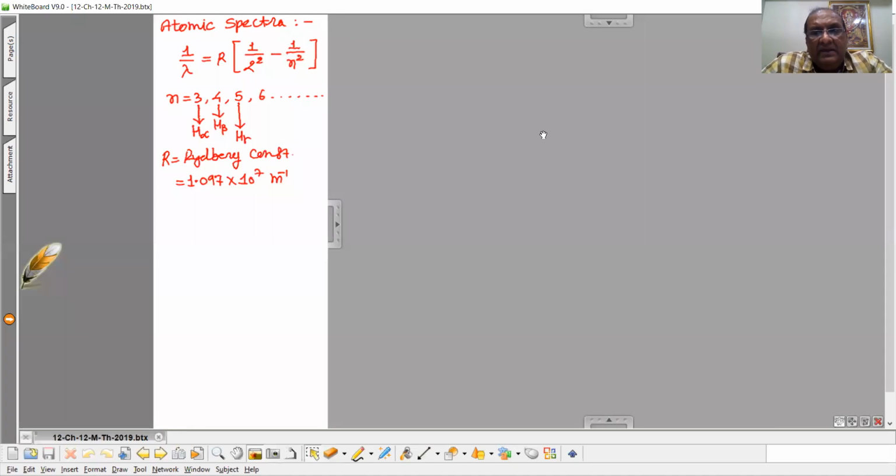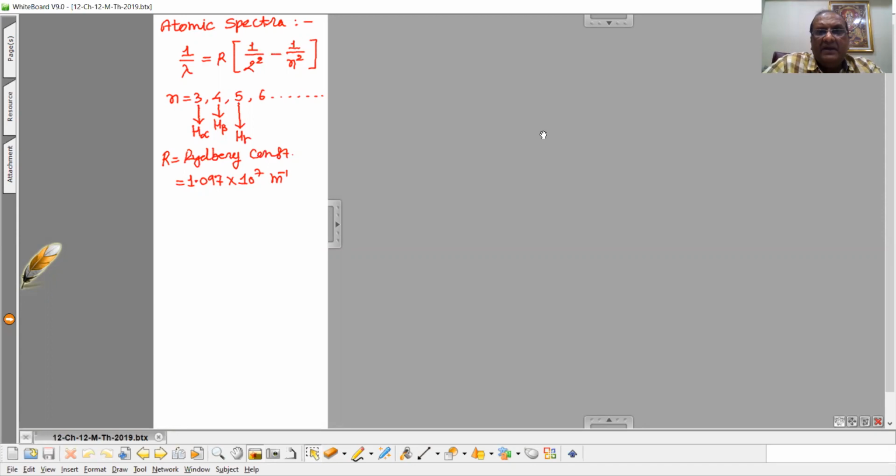See, when any gas or vapor is at very low pressure in a gas tube, if it is excited, suppose an electric discharge is passed through it, or we can say by passing electric current through it, then it emits some radiations having different wavelengths. These radiations of different wavelengths emitted by the atom are called its atomic spectra.